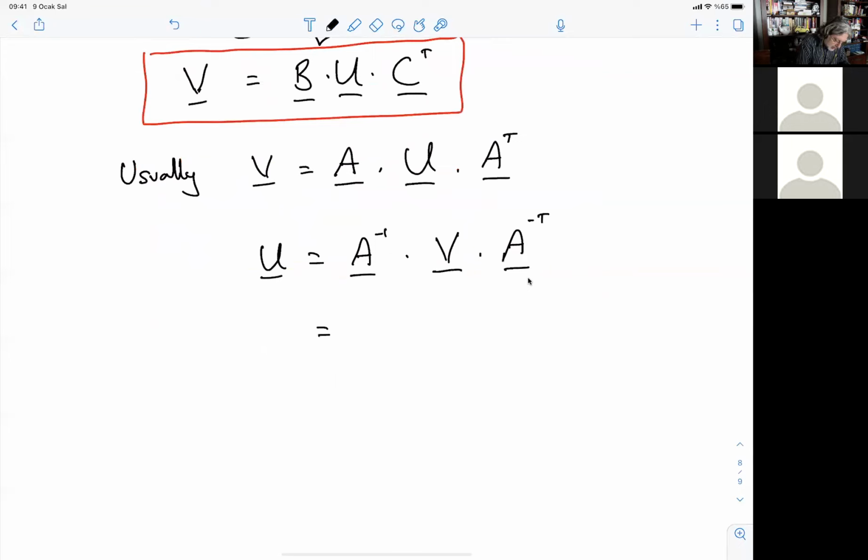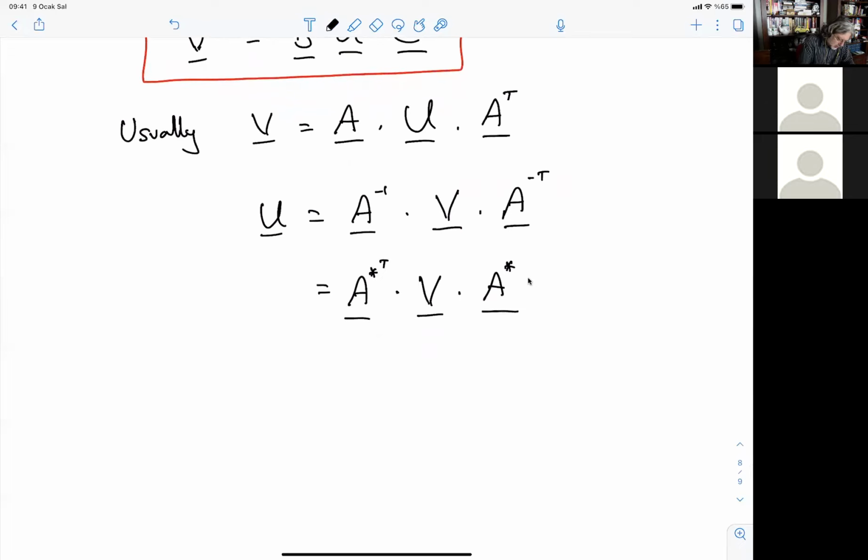But if A is a unitary matrix, then A inverse will be A conjugate transpose. And then I'm going to have V. And the transpose of my conjugate transpose will be A conjugate. So the inverse transformation is usually taken by simply applying a conjugation of the A matrix. Now I have to put a remark at this point for MATLAB users.